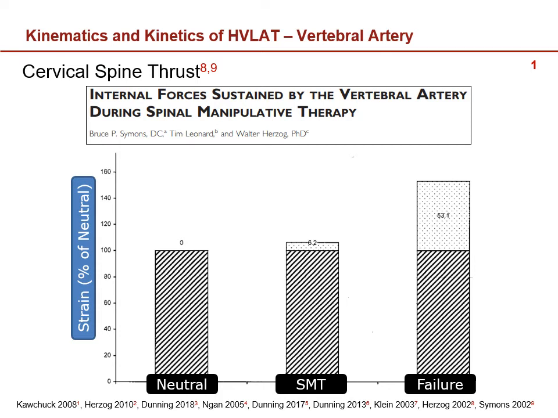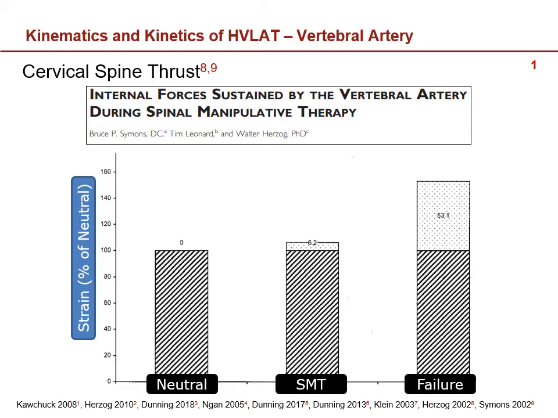Okay, so here's a visual representation of the results. On the y-axis you have strain, on the x-axis you have the neutral resting position, the SMT, and then the actual failure strain of the vertebral artery. So you'll note that 0 strain or 100% from neutral is shown in that first bar, and then in the second bar with the SMT techniques, this gives you a relative idea as far as the percentile of the total failure of the vertebral artery.